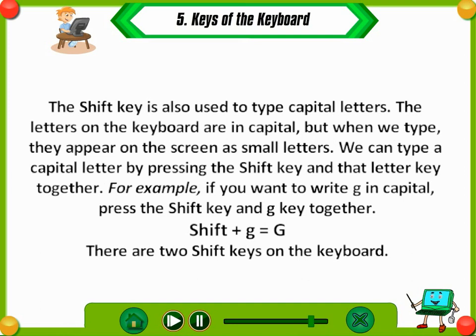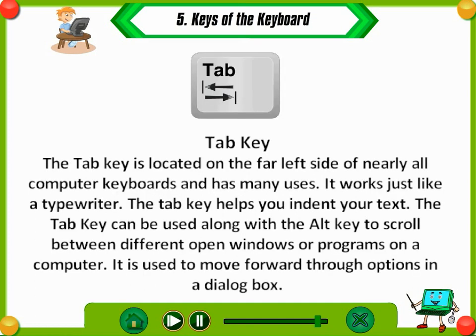The Shift key is also used to type capital letters. The letters on the keyboard are in capital, but when we type, they appear on the screen as small letters. We can type a capital letter by pressing the Shift key and that letter key together. For example, if you want to write G in capital letter, press the Shift key and G key together. Shift plus G is equal to capital G. There are two Shift keys on the keyboard.